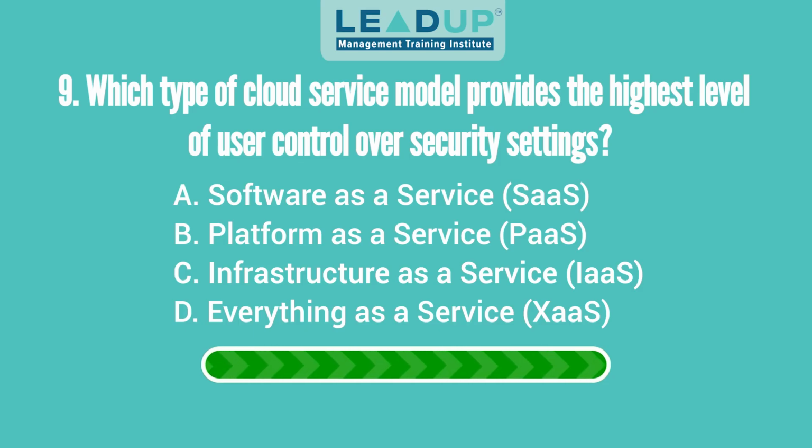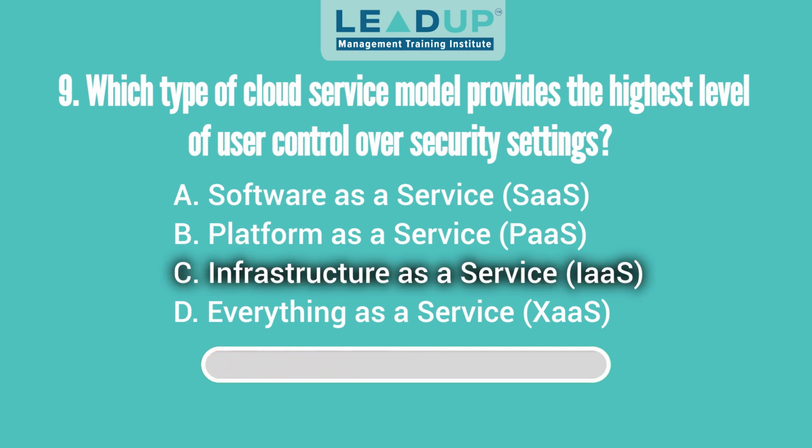Question 9. Which type of cloud service model provides the highest level of user control over security settings? A. Software as a service, SaaS. B. Platform as a service, PaaS. C. Infrastructure as a service, IaaS. And D. Everything as a service, SaaS. Answer: infrastructure as a service, IaaS.